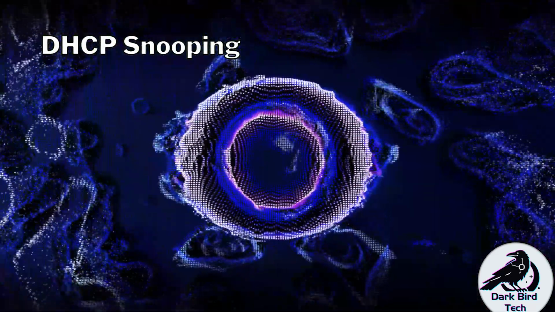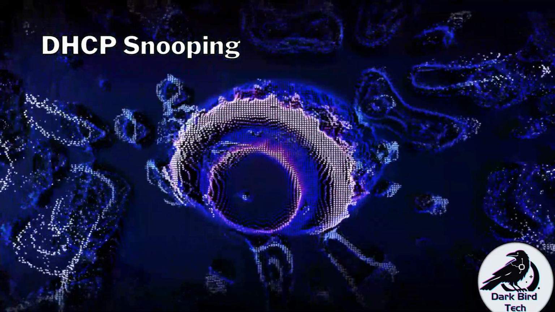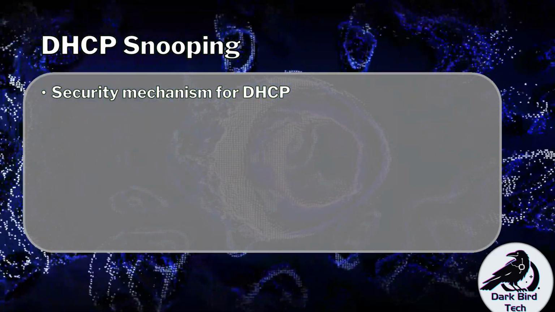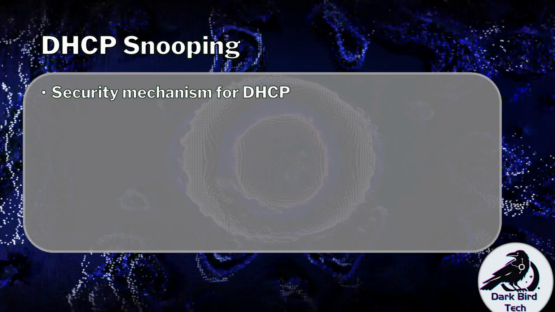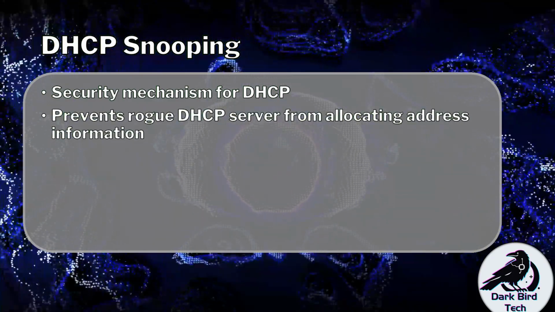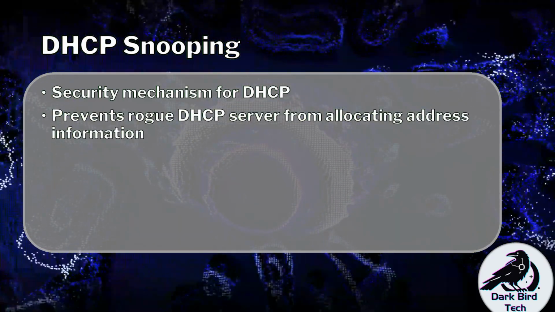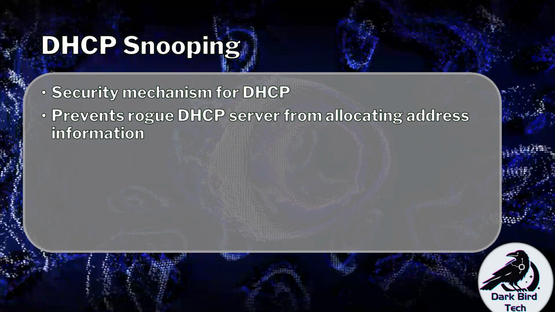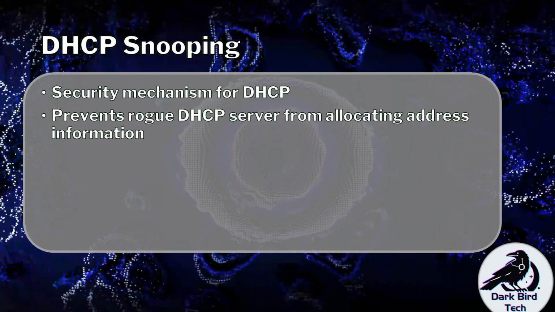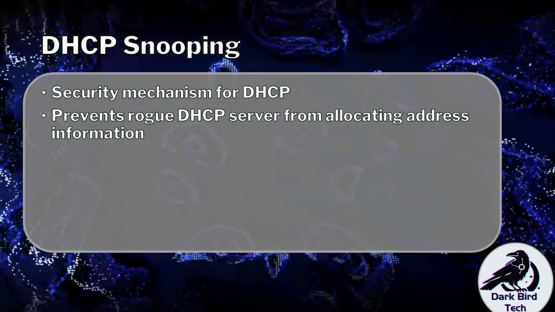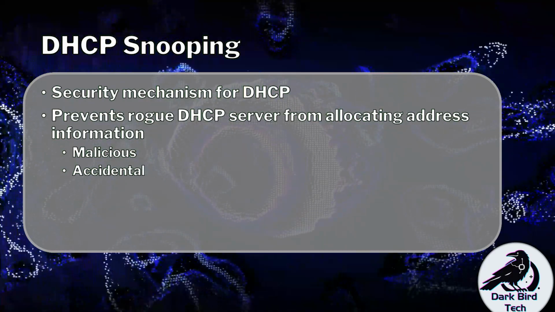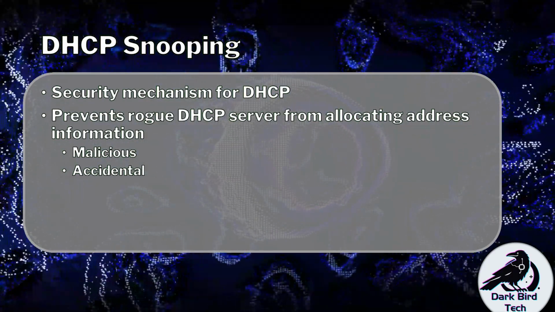Then, a very useful thing called DHCP Snooping. Now, most people will refer to DHCP snooping as a security mechanism for DHCP, and the goal of it is to prevent a rogue DHCP server from allocating address information. Now, we haven't really got heavy into network security yet, but a rogue device is any device on our network that was not deployed by the IT department. Now, that device could be intentionally and maliciously added to our network, or it could be accidental.